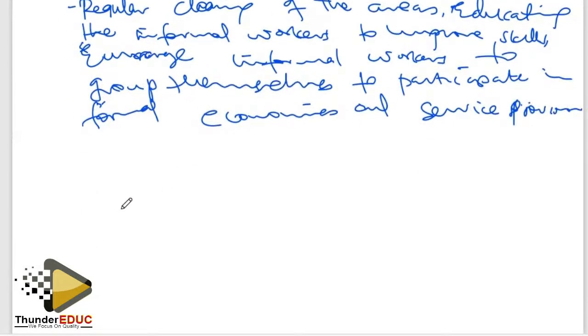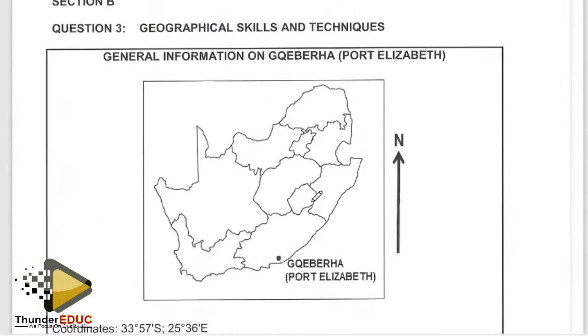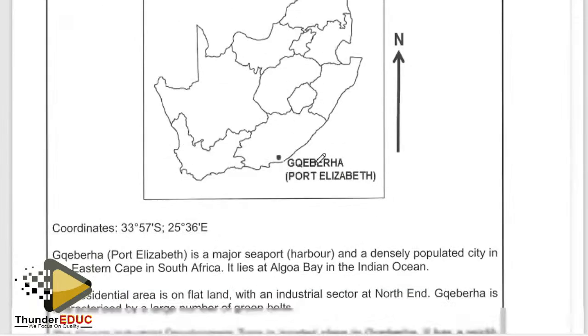Then we can also look at others, like providing financial inclusion. These people need to be supported financially. They don't have enough money, so they can include them in the financial institutions so that they can also have that security. So we go to the last question, which is question 3.